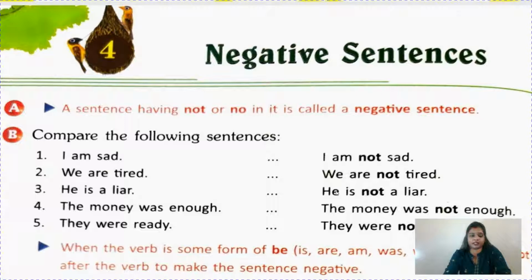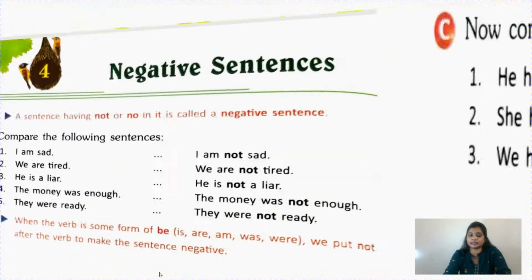Okay, but we have to take care of one thing. We should learn where to use not. Because if we write not anywhere, it will not make a correct sentence. It will be wrong. So what we have seen here is that we have added not after the helping verb, like am not, are not, is not, was not, were not. So see here, when the verb is some form of be, that is, are, am, was, were, we put not after the verb to make the sentence negative.